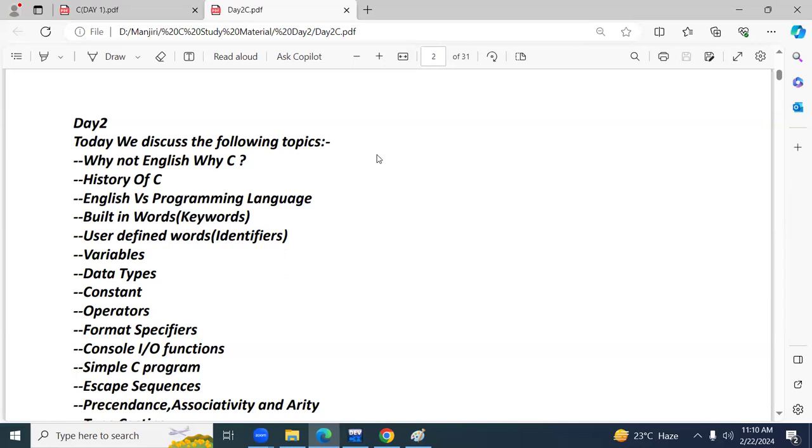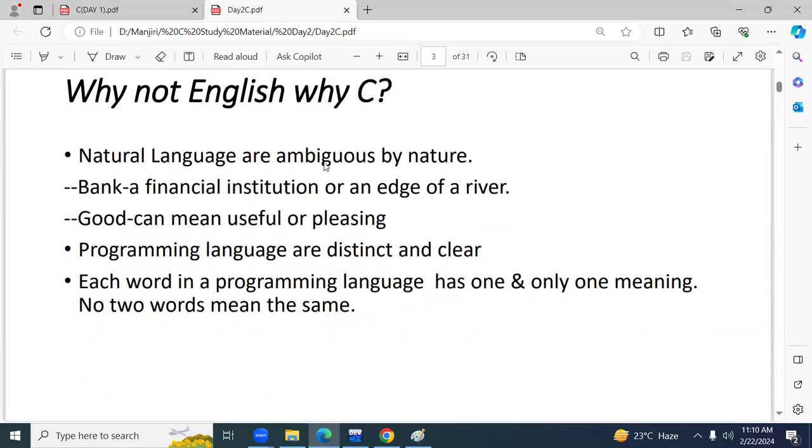Similarly, whenever we are dealing with any programming language, for writing that programming language, there are some set of rules and some set of conditions. That is what we are going to see in today's part. We will try to cover all the parts, but let's check how much of it is going to be completed. So first of all, we are going to start with why not English, why C.